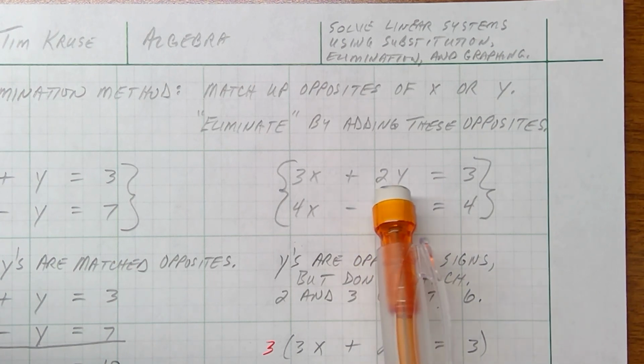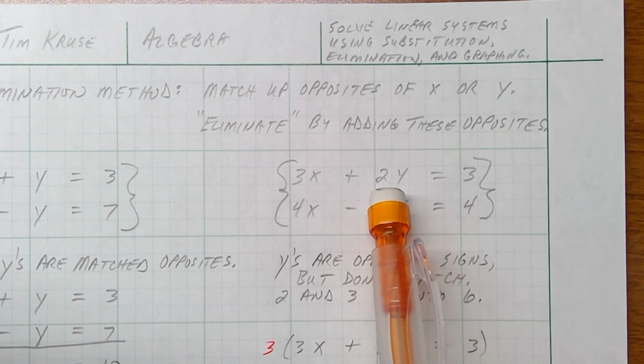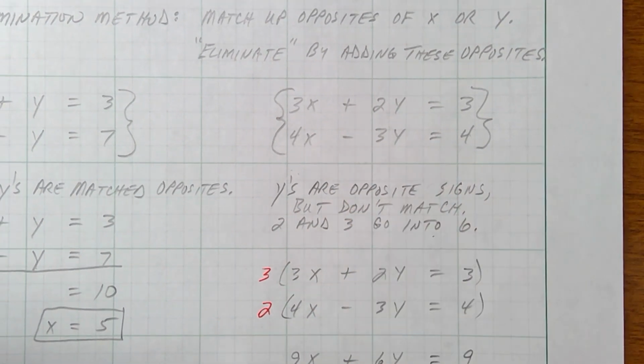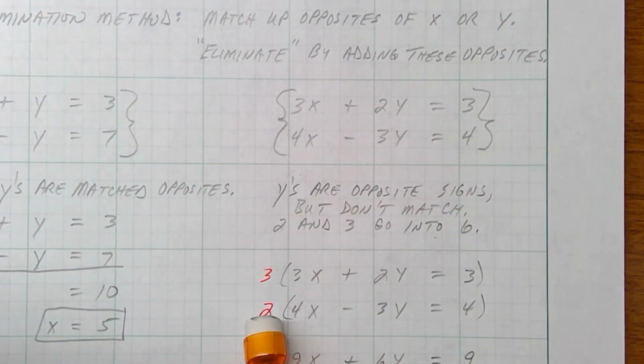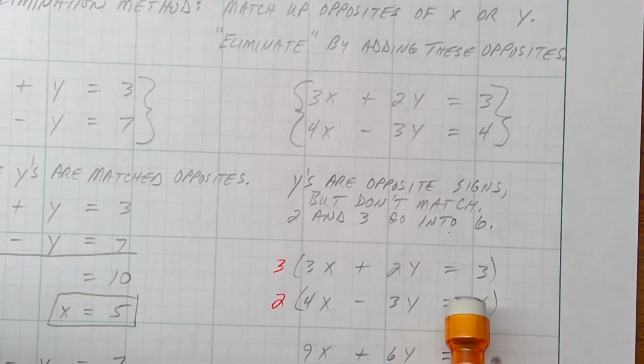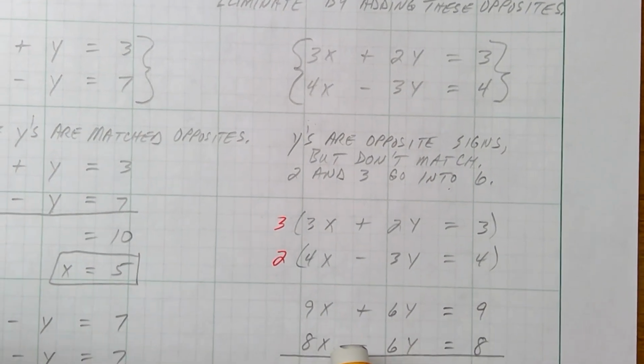So I'm going to make the top row 3 times bigger, and I'm going to make the bottom row 2 times bigger. And that's what my little 3 and 2 out here are standing for. I'm going to take the top equation and make it 3 times bigger. I'm going to take the bottom equation and make it 2 times bigger. So everybody times 3, everybody times 2. We still have the same system, it just looks bigger.